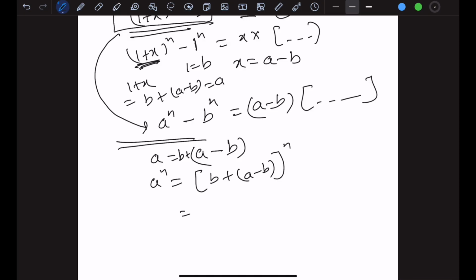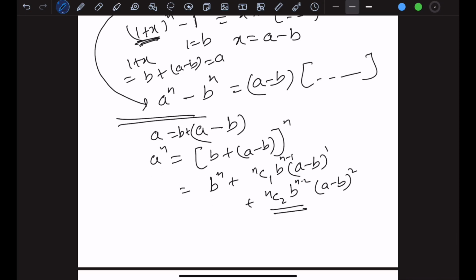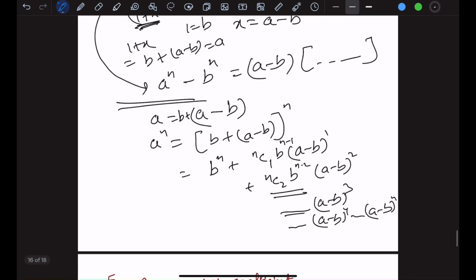Our first term will be b to the power n. Second term will be nC1 b to the power n minus 1 a minus b to the power 1 plus nC2 b to the power n minus 2 into a minus b to the power 2. So basically we'll have something here, then a minus b to the power 2. Then again we'll have something a minus b to the power cube. Then we'll have some constant, and then we'll have a minus b to the power 4, all the way up to a minus b to the power n, right?